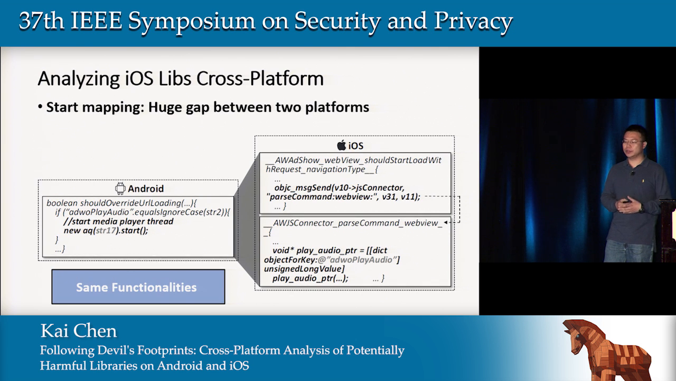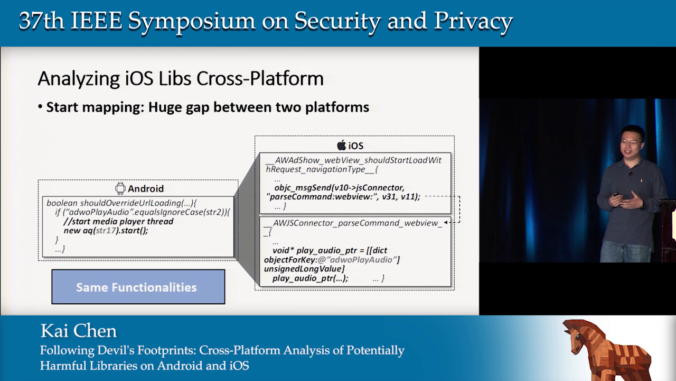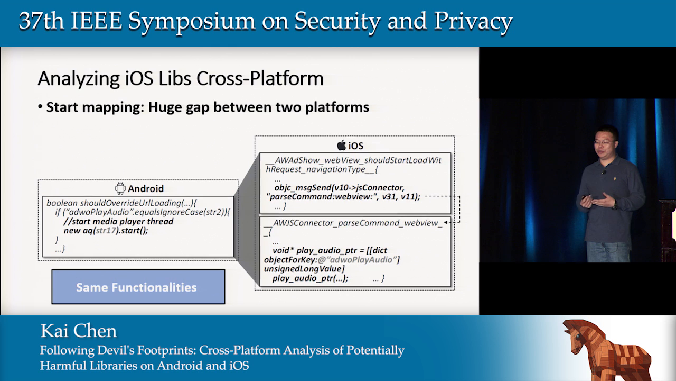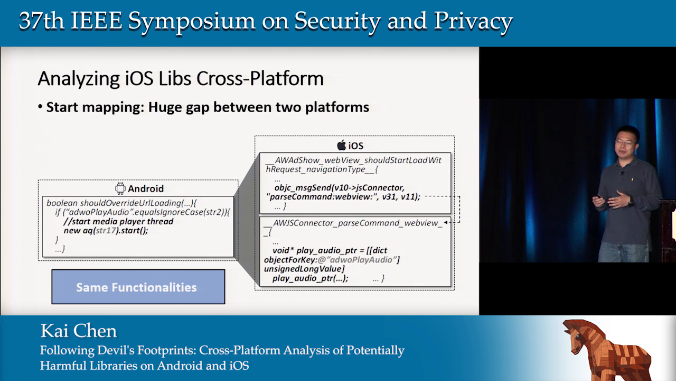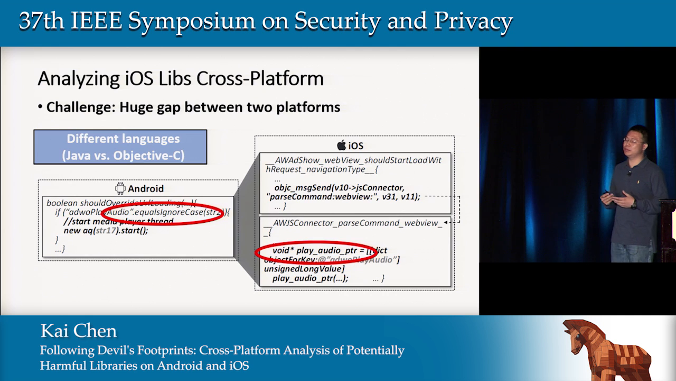However, doing this mapping is not an easy job, because there's a huge gap between the two platforms. Here is an example. The left side is the Android version, and the right side is the iOS version. They achieve the same functionality, playing some media. But we found that they are different systems, and use different frameworks and APIs. The left side uses start, and the right side uses object message send.